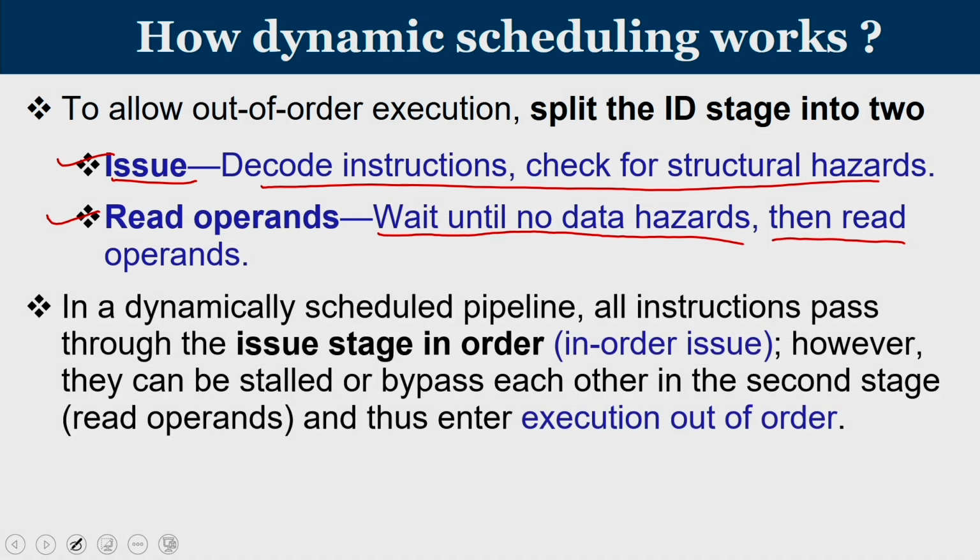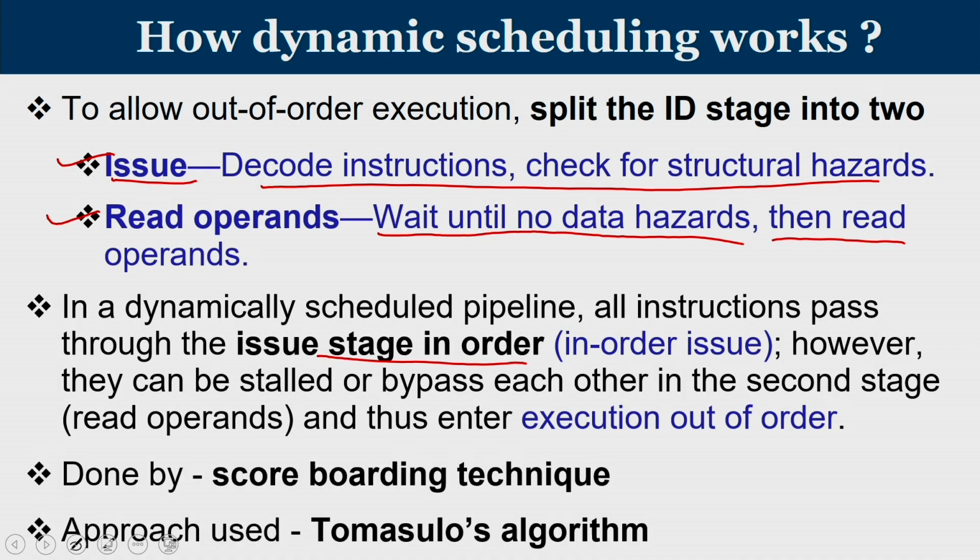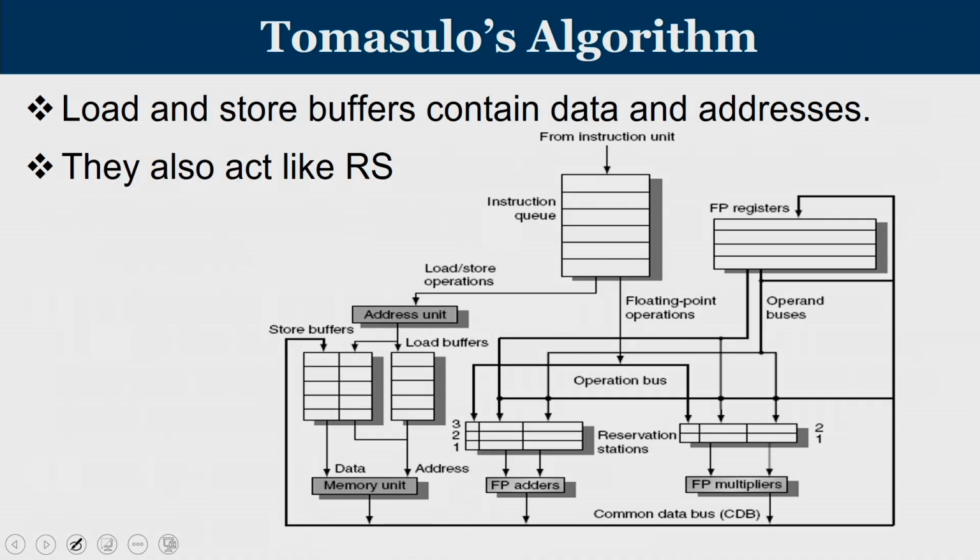So, in a dynamically scheduled pipeline, all instructions pass through the issue stage in order. However, they can be stalled or bypass each other in the second stage, and thus enter execution in out of order fashion. And today our focus is to understand Tomasulo's algorithm and what is the basis of dynamic scheduling.